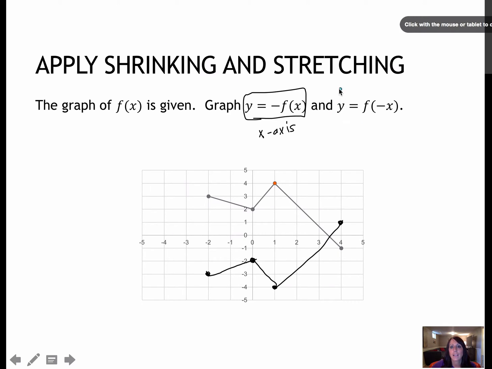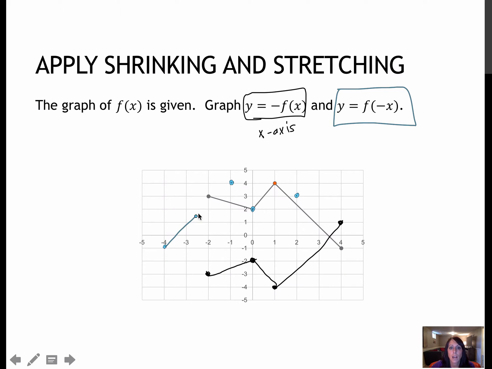For the y-axis, I'm replacing x with negative x. So this point of negative 2, 3 would be 2, 3. So every time I got an x, I changed the sign. This point of 0, 2 is still 0, 2 because negative 0 is 0. This point of 1, 4 is now negative 1, 4. And this point of 4, negative 1 is now negative 4, negative 1.